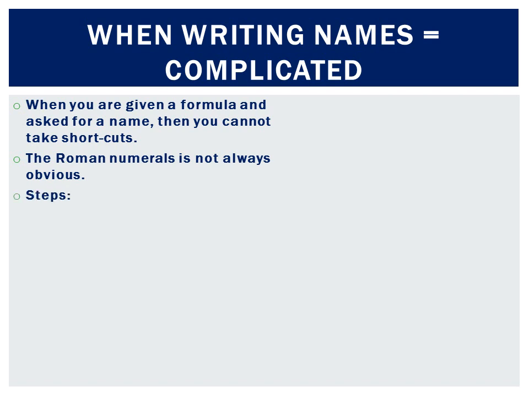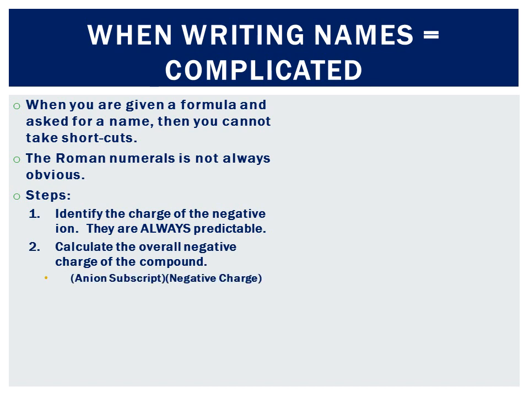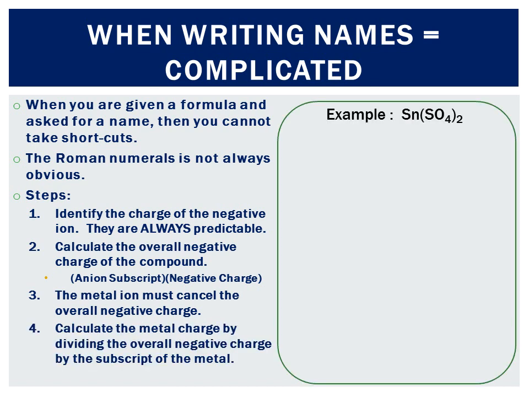All right, back to business. So the steps. You identify the charge of the negative ion. They are always predictable. We've been using them over and over again. Either they're a polyatomic ion, or you can find them based on what group they're in the periodic table. Then you find the overall negative charge of the compound. So that's the charge of the ion times how many ions there are. The metal ion must cancel that overall negative charge. So we need to know how many metal ions we have. And you calculate the metal charge by dividing the overall negative charge by the subscript of the metal.